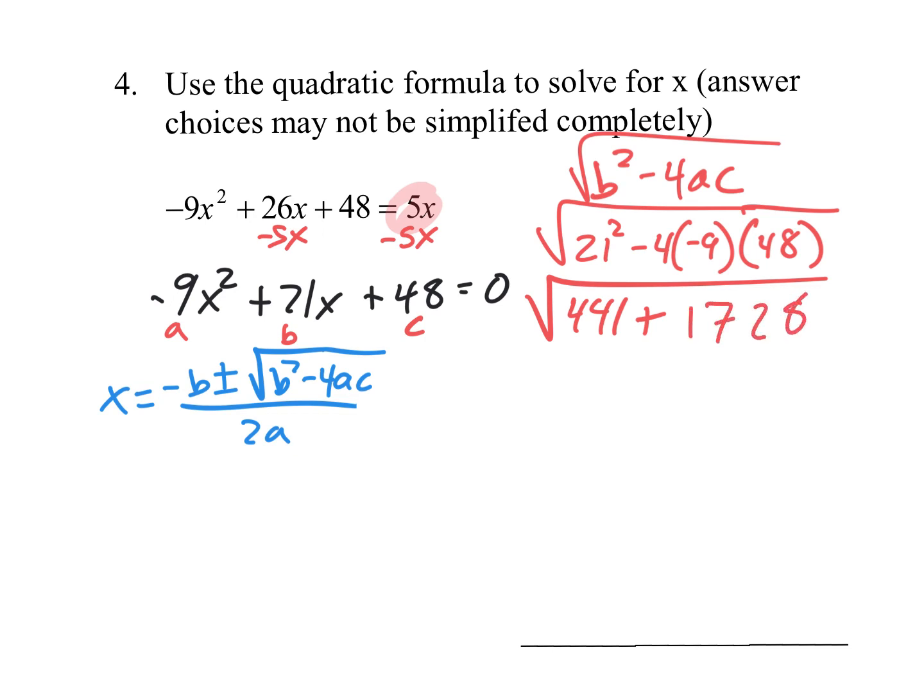And when I add those together, 2169. So I have the square root of 2169. Now, I could go ahead and plug that in here, but remember, I need to simplify this if I can. So let's just see if we could simplify this. Are there any perfect squares that go into 2169?